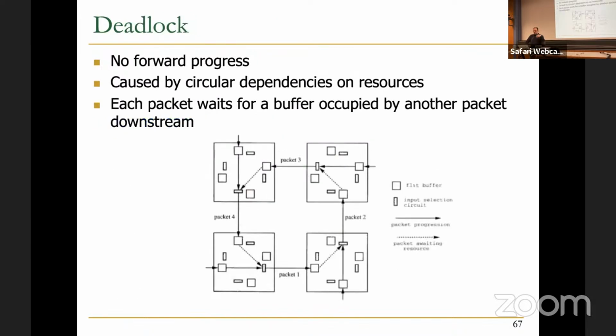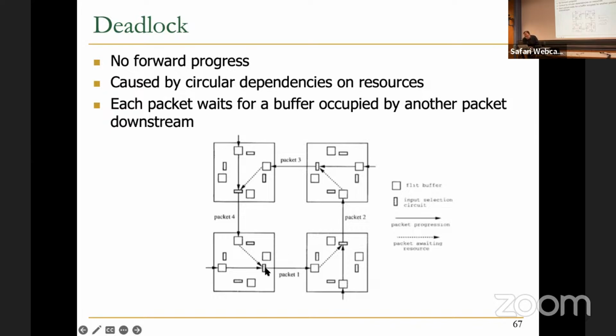So deadlock, I think you know the concept of deadlock in general. Deadlock can happen when there are some resources and there are some requests. So you need to make sure that deadlock is not happening. But deadlock in an interconnection network can also happen, where there is no forward progress. And it can be caused by circular dependencies on resources. Each packet waits for a buffer occupied by another packet downstream. So you can actually see from this example.